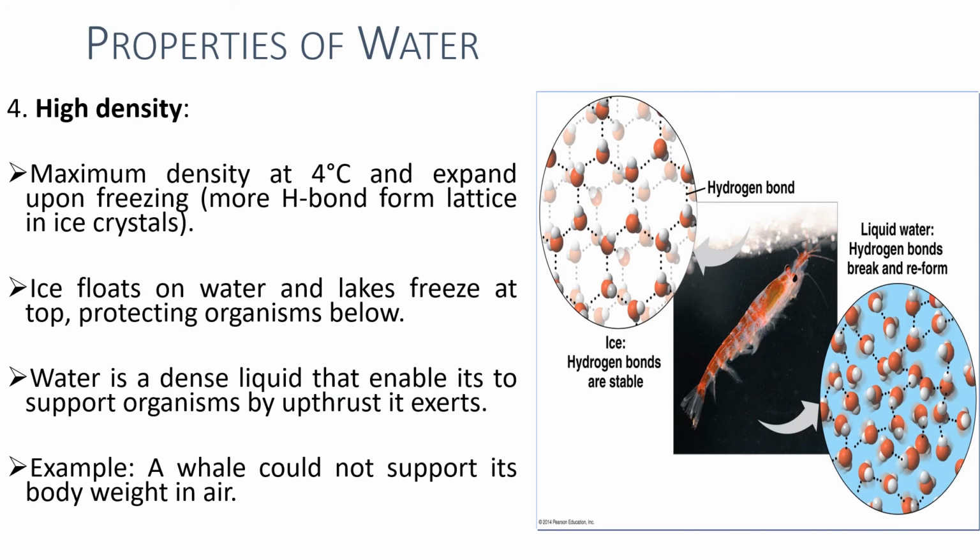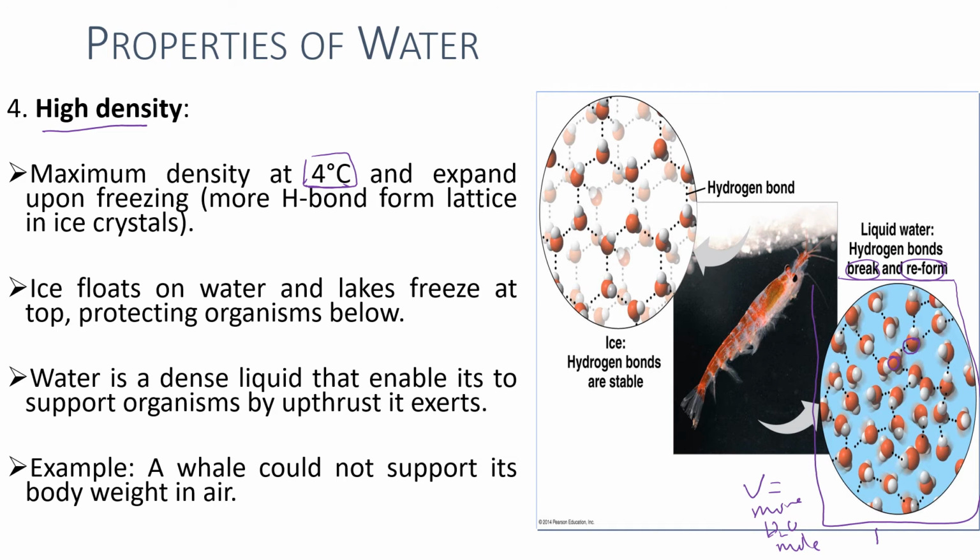The fourth property of water is high density. Water will have the maximum density at 4 degrees Celsius, which is in liquid state. So if we look at this diagram here, for a given volume of water in the liquid state, as you can see, the distance between one water molecule to another is not too far, because the water molecules will keep on forming and breaking hydrogen bonds. So for this given volume of water, there will be more water molecules, and they will keep on moving around each other, and hydrogen bonds will keep on forming and breaking.